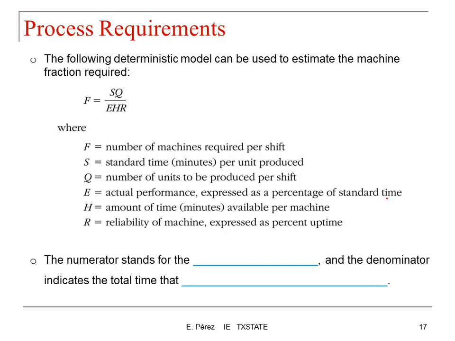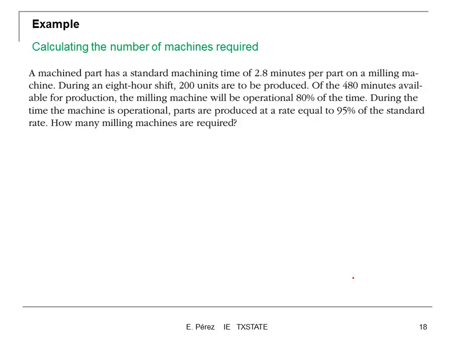So in this expression, the numerator stands for the total time required per shift. And the denominator indicates the total time that one machine is available per shift. And on the next slide, we're going to show an example to calculate the number of machines required.